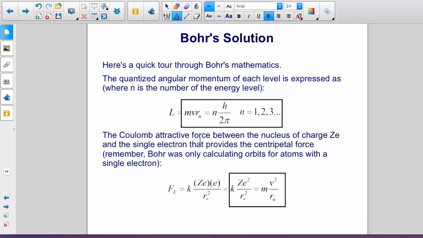The Coulomb attractive force between the nucleus of charge Ze and the single electron of charge e that provides the centripetal force is given by F sub E equals the usual Coulomb force, K Z e squared over r squared, which is equal to m v squared over r n. So again, we're going to look at this part. K Z e squared over r n squared is equal to the centripetal force m v squared over r n.